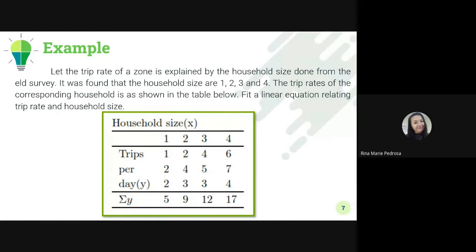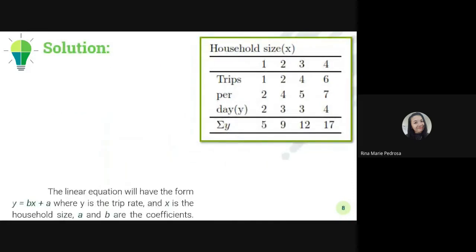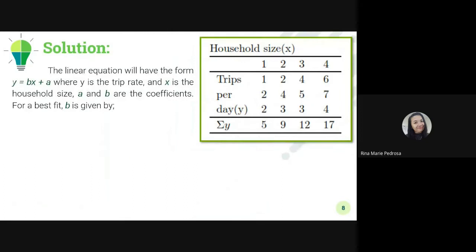Now let's solve for that one. So the linear equation will have the form y is equal to b times x plus a, where y is the trip rate and x is the household size, while your a and b are the coefficients.